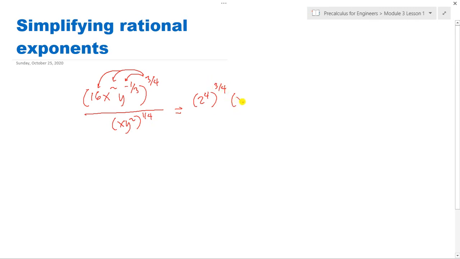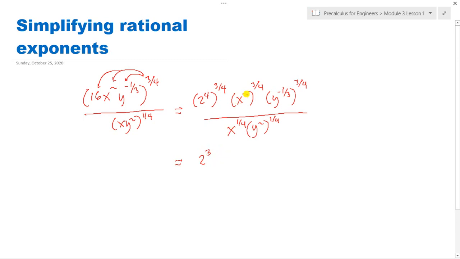Our x, x squared raised to 3/4. Then y raised to negative 1/3, raised to 3/4. All over, the 1/4 here also, distribute it inside. So we have x raised to 1/4, y squared raised to 1/4. Then, simplify further. Multiply the exponent of 2, 4 times 3/4, the 4 cancels. So we only have 2 cubed.